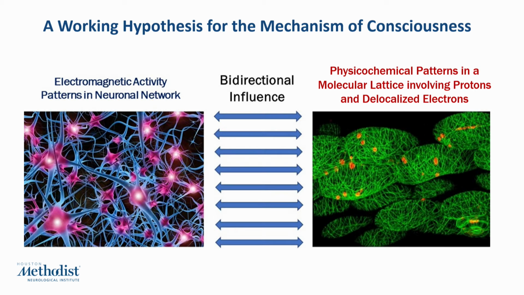So the basic idea for me, working hypothesis, so to speak, is that the mechanism of consciousness involves both electromagnetic patterns of activity, which produce your positive response, and also the physicochemical patterns occurring in the molecular lattice, like the microtubules, involving protons and delocalized electrons. And there's the bidirectional modulation. Why do I think bidirectional modulation?